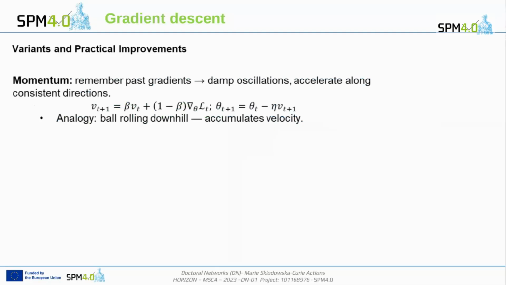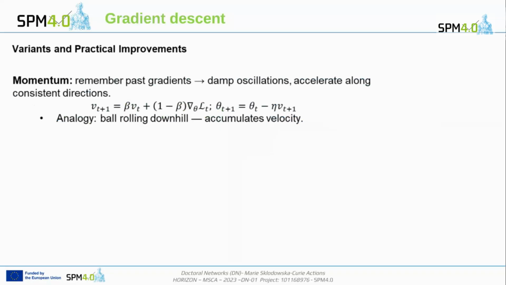Okay, so here are some variants of the gradient descent. There are, of course, many. Here are the most common ones. We have the momentum, which remembers past gradients, damps oscillations, and accelerates consistent directions. So we have this velocity which is dependent on the previous velocity and the previous gradient of the loss. This gives us, along with the learning rate, the new parameters.